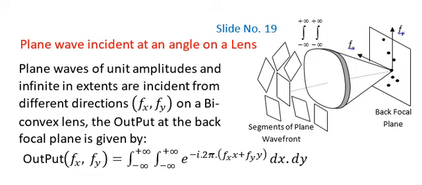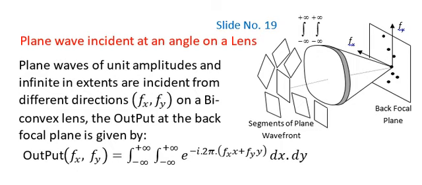Now here we show different plane wave segments, each of infinite extent, but we have shown small segments of them. So different plane waves are incident on the lens, and the lens focuses them at different points. And you see that at the back focal plane we have shown black spots, which indicate the focusing of each plane wave segment to its unique focal point.